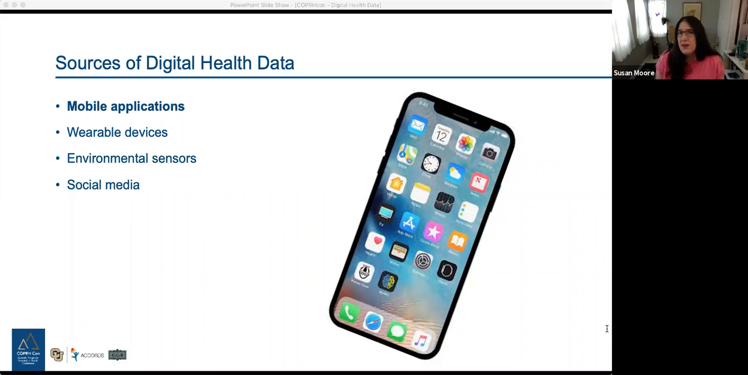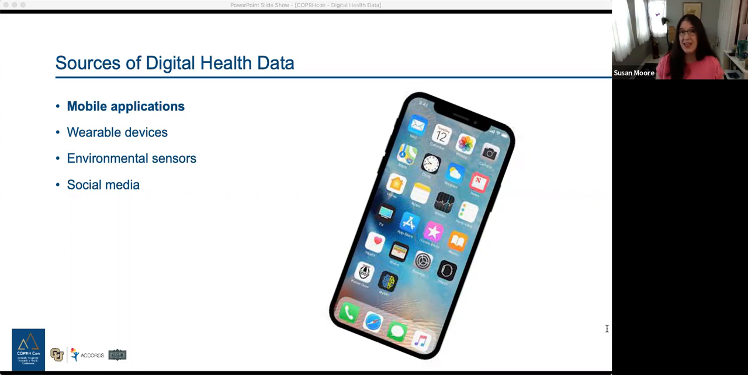Is it important enough to be trying to figure out how to get access to data of this type, for example, off of a smartphone? The short answer to that question is yes, absolutely. Looking just at this one aspect, mobile applications for digital health data. Here in the United States, 85% of Americans are using a smartphone.